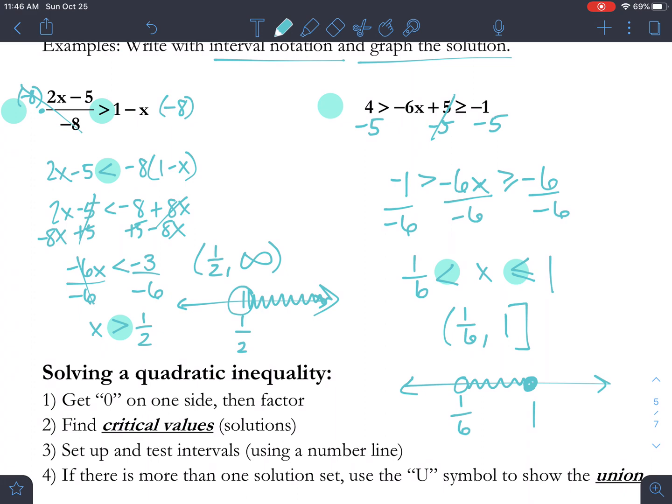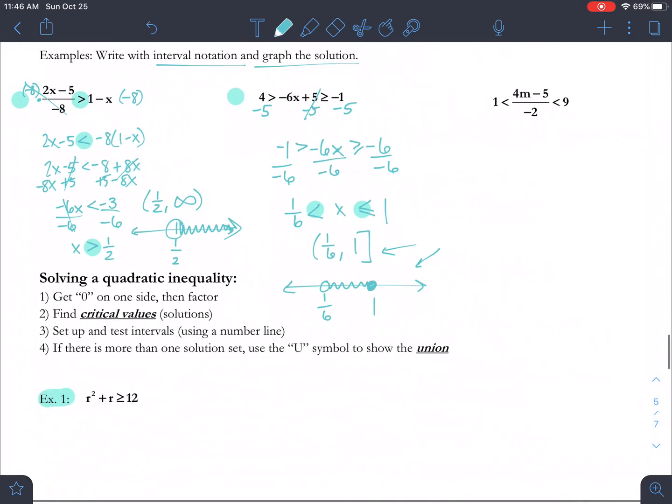So when it says interval notation, I mean this. When it says graph it, I mean that. All right, we're going to save the third one for class.